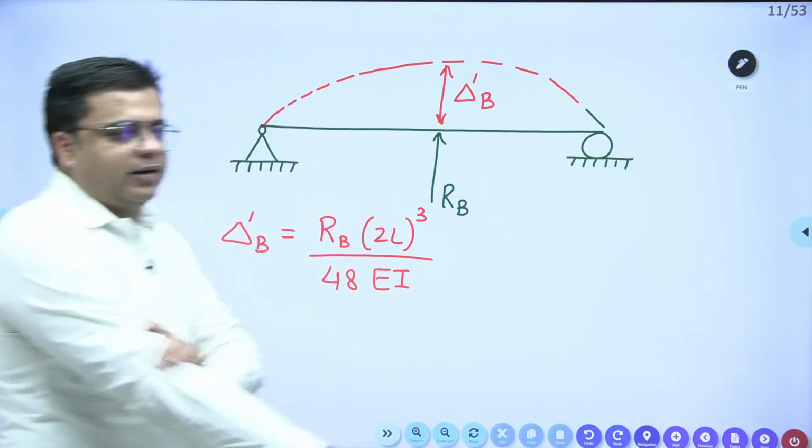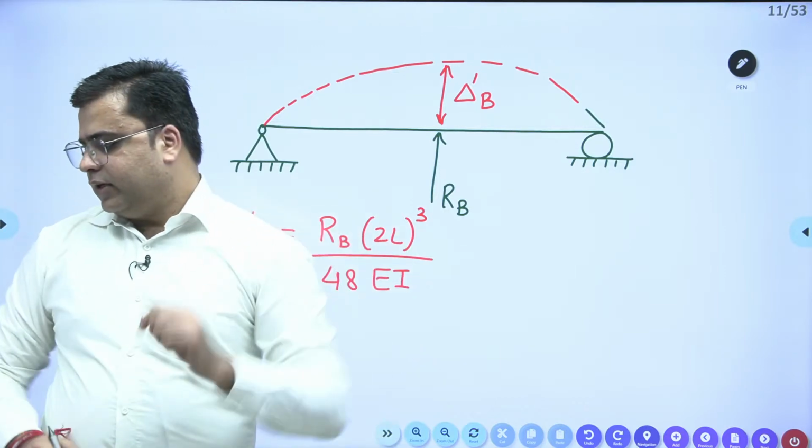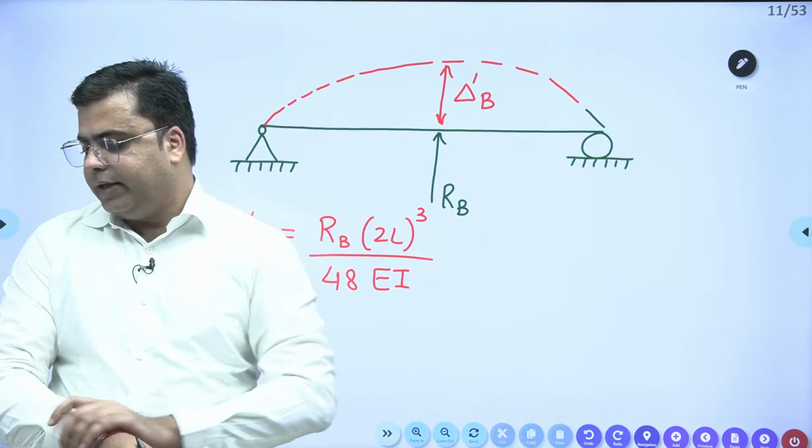Just check on this standard result and confirm to me. Just check on this standard result, Prashant. Good evening. Check on this standard result and tell me.